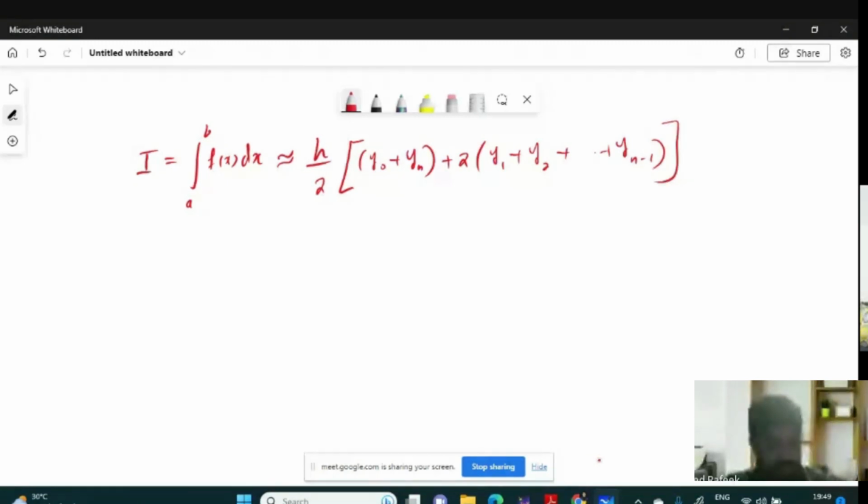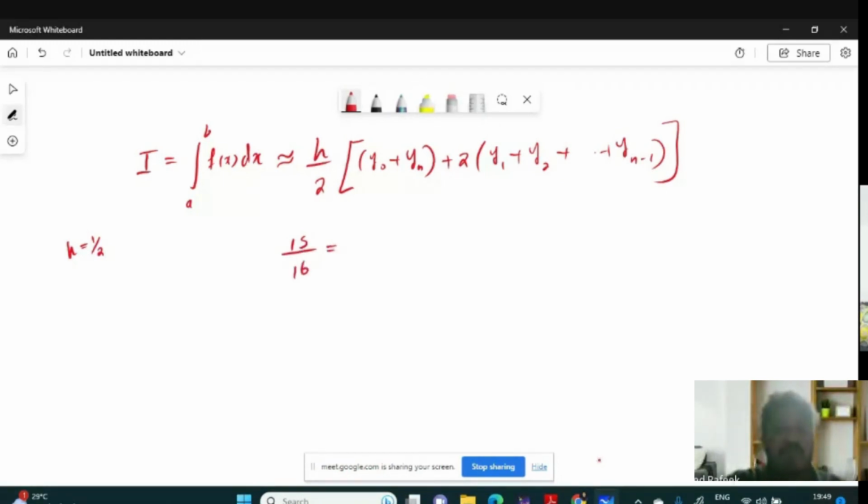Trapezoidal rule formula. From the table here, it is clear that h is equal to 1 by 2. The integral value they have given, is it 5 by 16 or 15 by 16? I don't know, it's 15 by 16. Okay, let us see, 15 by 16.